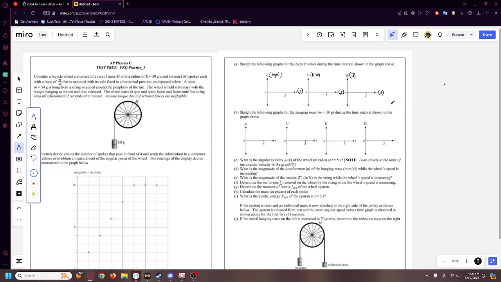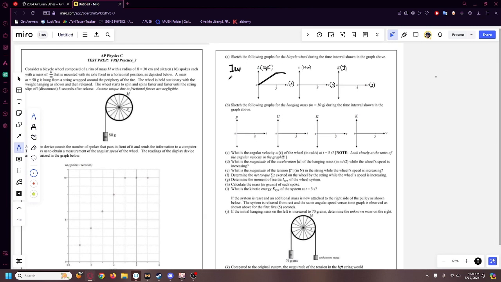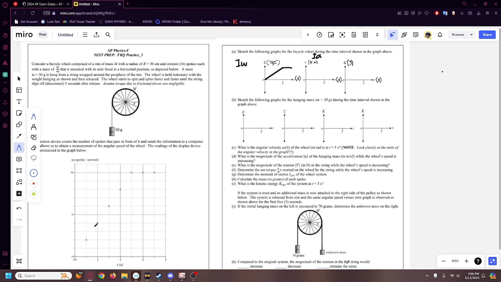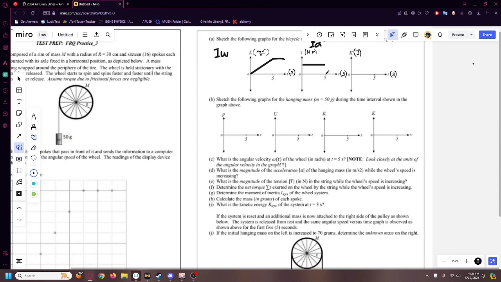So angular momentum is I omega. Omega is increasing constantly, so the graph would be like this. Torque is I alpha. And alpha is constant, which means that the graph for torque would be like this. And then after 5 seconds, it stops accelerating, so that means it's off to 0.